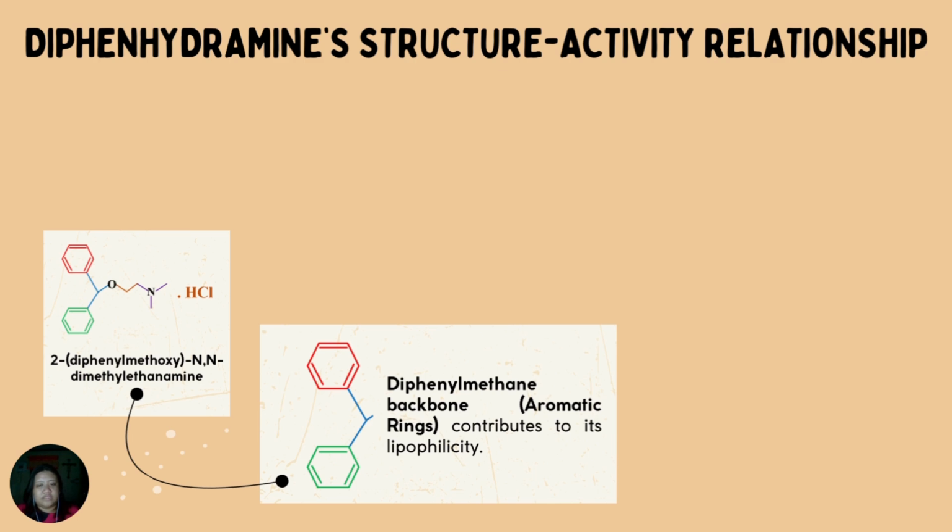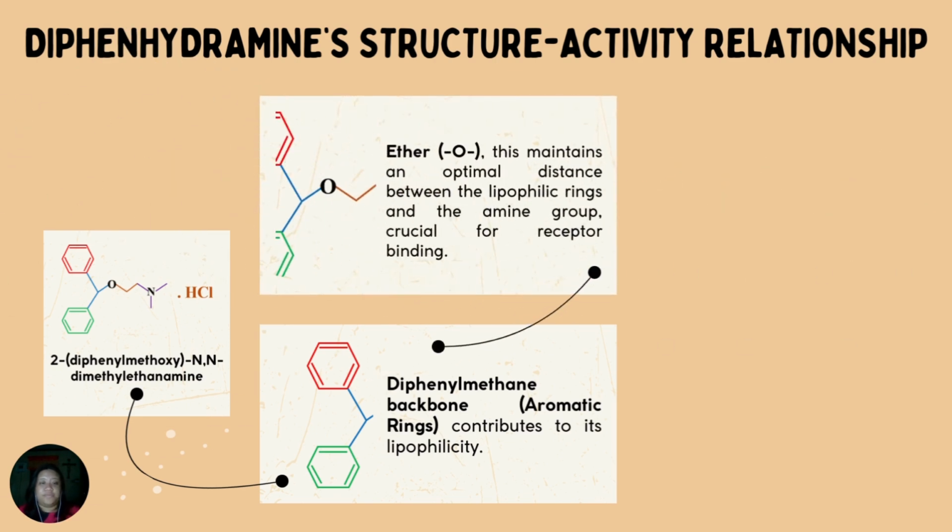The 2 benzene rings, as I've mentioned, increase the lipophilicity, allowing diphenhydramine to easily cross the blood-brain barrier, also known as the BBB, and contribute to sedative effects due to CNS penetration. Next, we have the ether linkage. This maintains an optimal distance between the lipophilic rings and the amine group, crucial for receptor binding. The presence of an ether linkage in diphenhydramine contributes to its stability and overall structure.